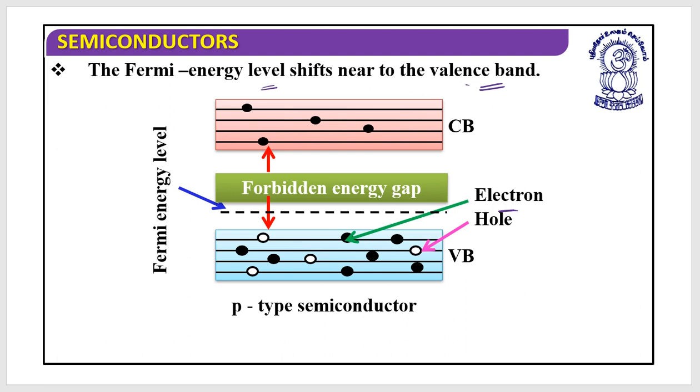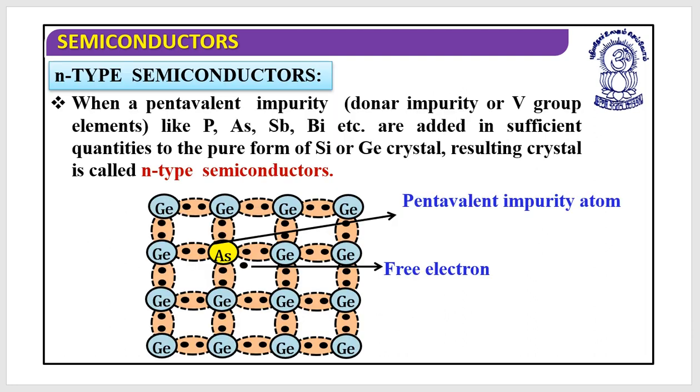Great. Now let's look at what happens when we want to form an n-type semiconductor. When we want an n-type semiconductor, we choose a pentavalent impurity, or a donor impurity, or group 5 elements like phosphorus, arsenic or bismuth, which are added in sufficient quantities to the pure form of silicon or germanium crystal. The resulting crystal is what we call an n-type semiconductor.